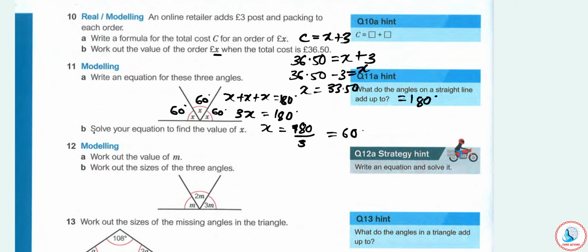Now come to question B. Solve your equation to find the value of X. So already we solved it and we got the value of X, and the equation was this. Question A asks for the equation, and the equation looks like this. Okay, and we have solved. So the value of X is 60 for question B.